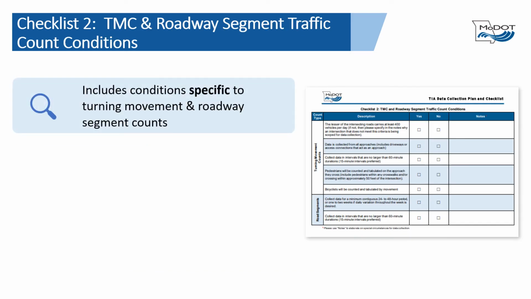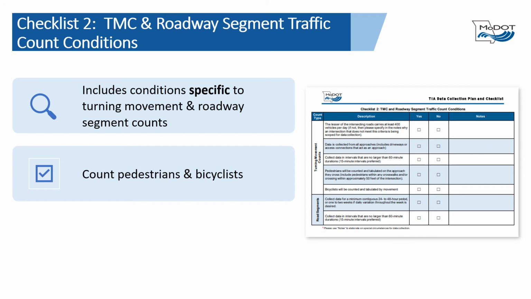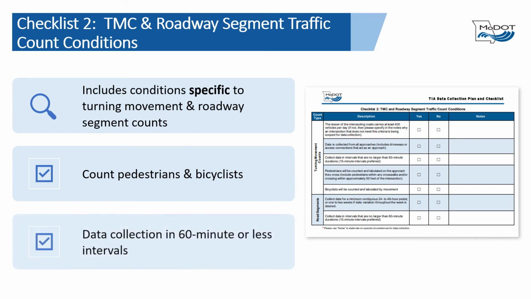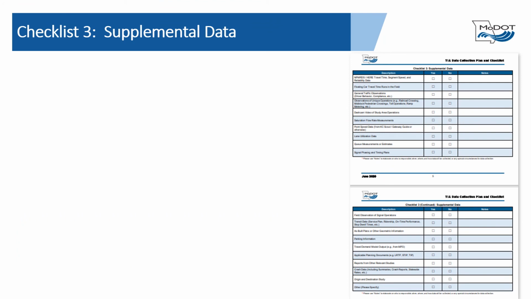Checklist 2 applies to traffic count conditions that are specific to both turning movement counts and roadway segment counts. For example, the checklist considers counts for pedestrians and bicyclists, and the collection of data in intervals that are no longer than 60-minute durations. 15-minute intervals are preferred. Checklist 3 applies to supplemental data that is needed to inform traffic capacity analysis performance measures and measures of effectiveness and is to be requested in addition to traffic volumes.